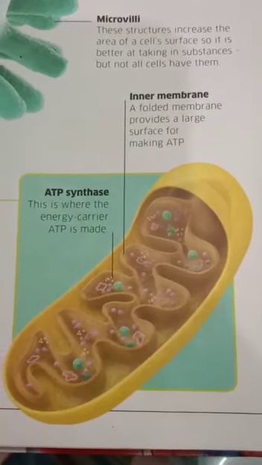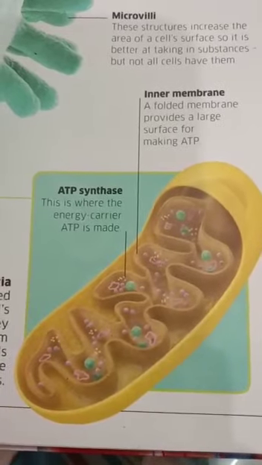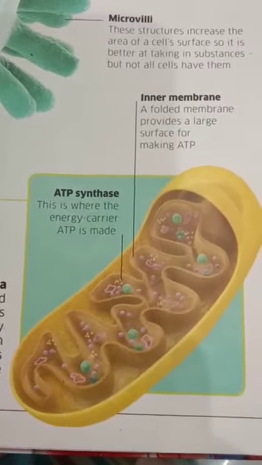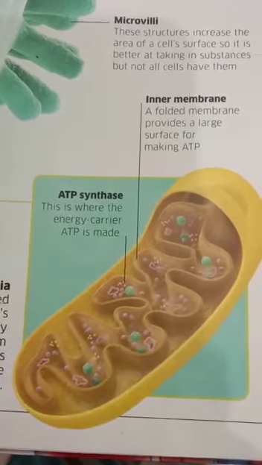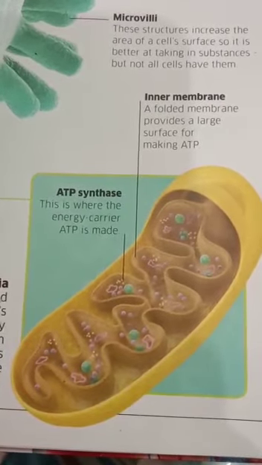This is the mitochondria. In the mitochondria, there is ATP synthase. This is where the energy carrier is made. It is the inner part of the mitochondria. It is the inner membrane. A folded membrane provides a large surface for making ATP.